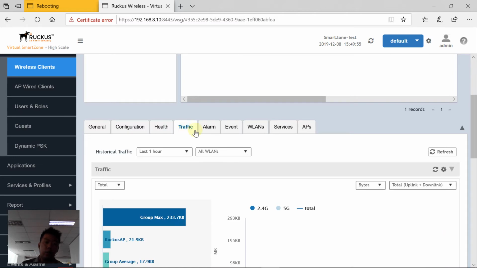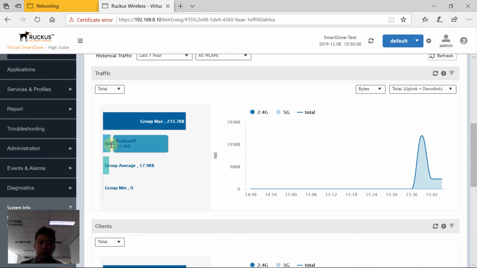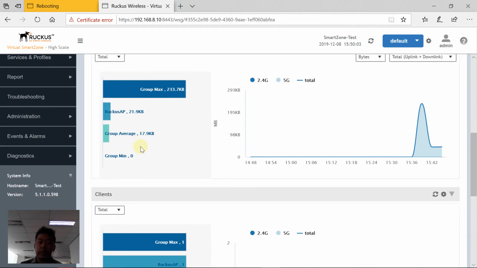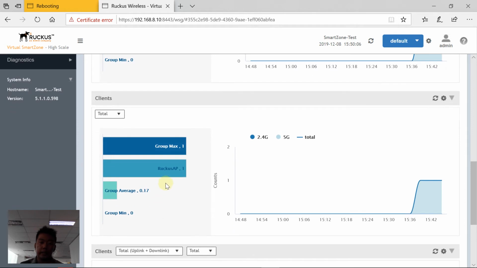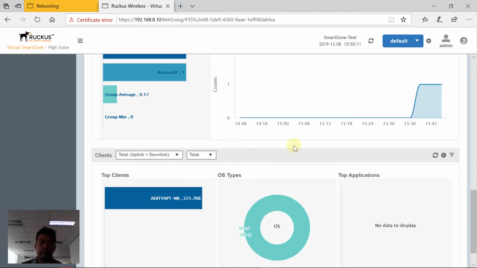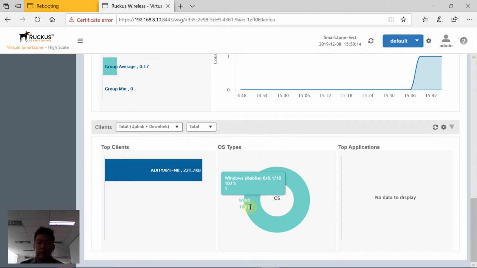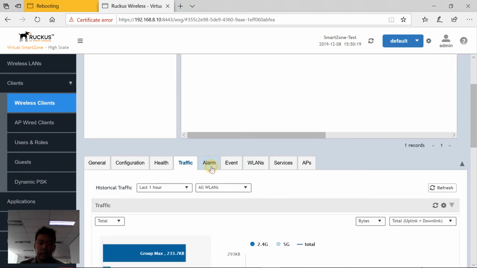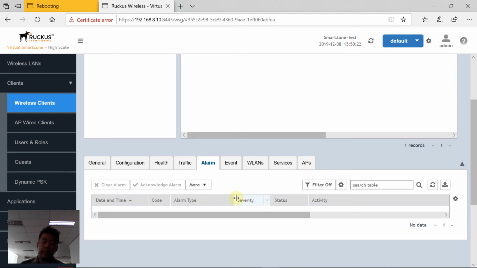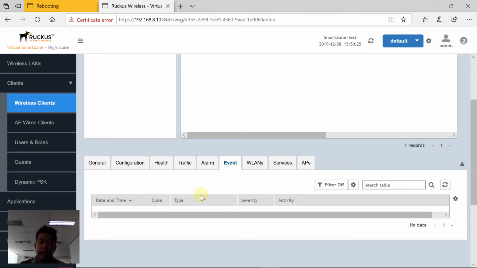And then we can also monitor which access point is associated, and how many clients are associated with each access point. And this is the operating system in a pie chart. And this is the alarm if there is an alarm about some user. And this is the event if a client disconnected or connected.